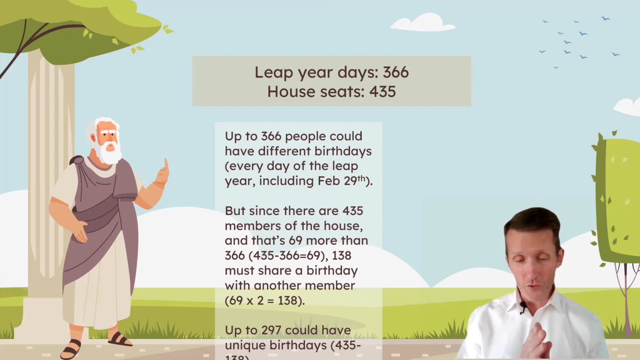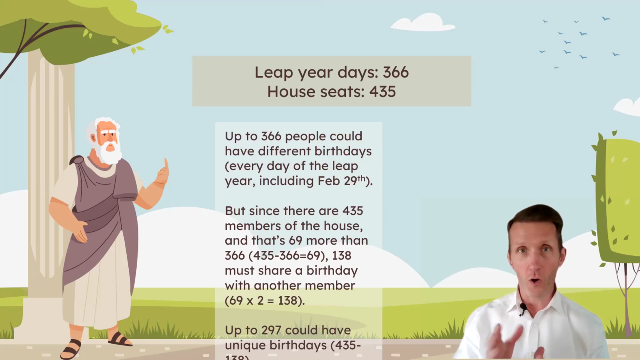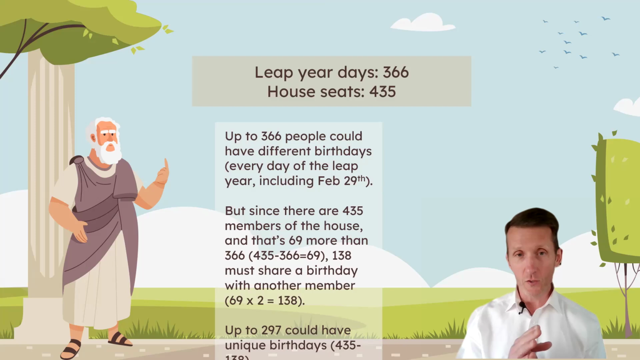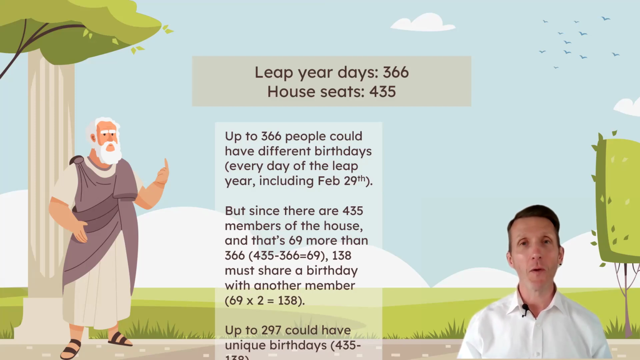But now you have number 367 to number 435. That's 69 more people, all of whom are not going to have a different birthday than any of these 366. And for each one of those persons, they're also going to match the birthday of one of those people that was of the first 366. So you have to multiply that 69 by 2. Now, it could be the case that up to 297 have unique birthdays. That would be 435 minus 138. But in any case, this argument more than works.